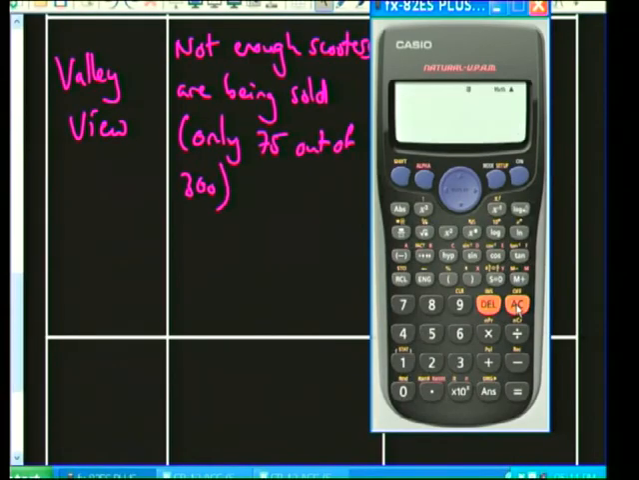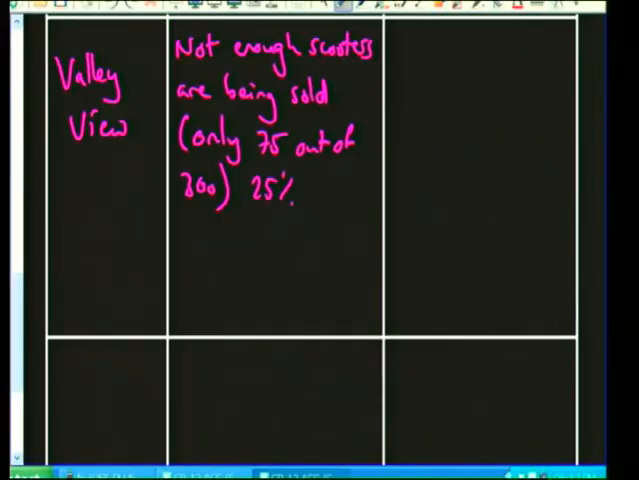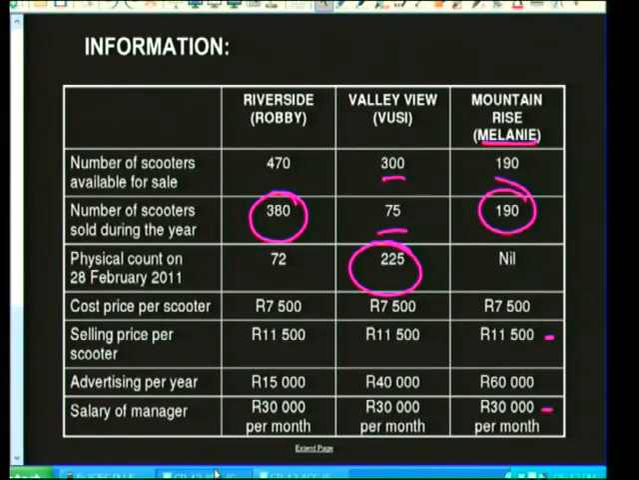If you want to be a little bit more fancy, you could calculate a percentage if you wanted to. We could say 75 divided by 300, and the answer we multiply by 100. That gives us 25. Can you see that only 25% of the scooters are being sold? So if you want to add that to the question, you could say 25%. So 75%, well, actually 3/4 of all the scooters that we have in stock are not being sold.